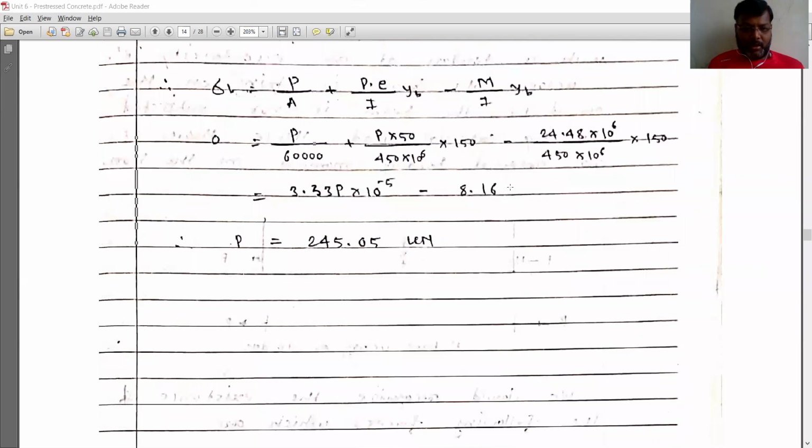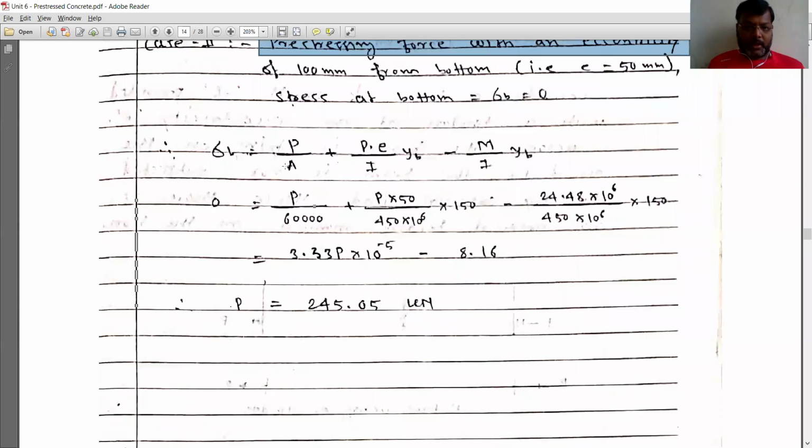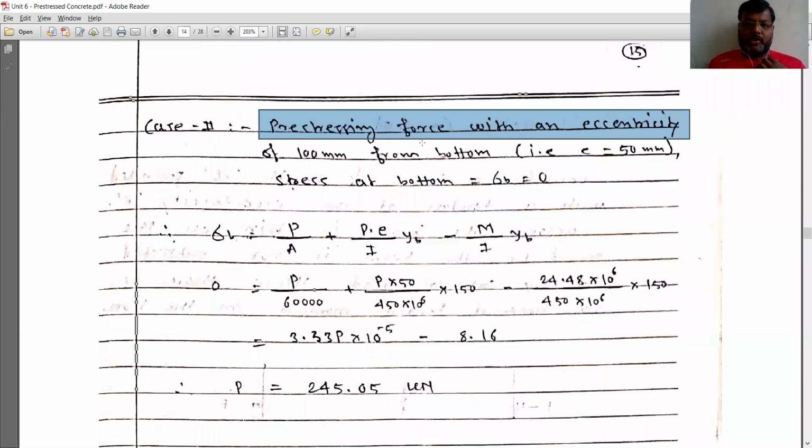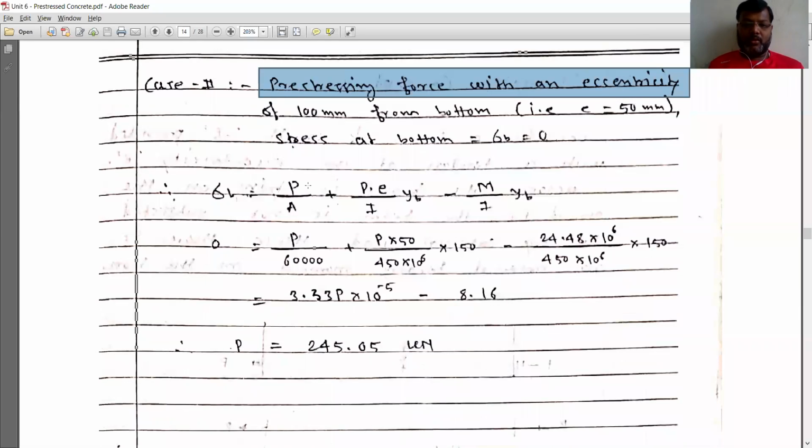The same thing is done here also. But in this second case, the pre-stressing force is acting with some eccentricity, 100 mm from the bottom. That is, the value of e is equal to 50 mm. One more condition they have given is that the stress at bottom should be equal to 0. Sigma B should be equal to 0. So again we use the same relation: sigma B equals P by A plus or minus P e by Z minus M by Z.